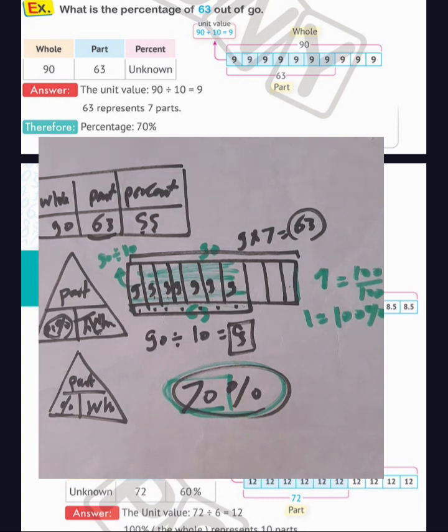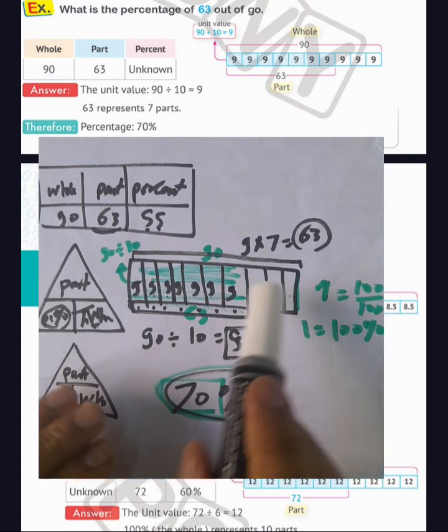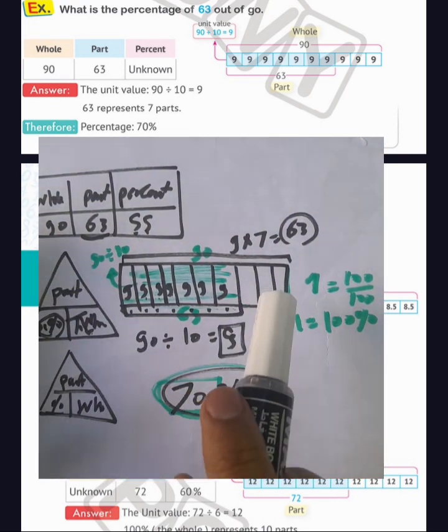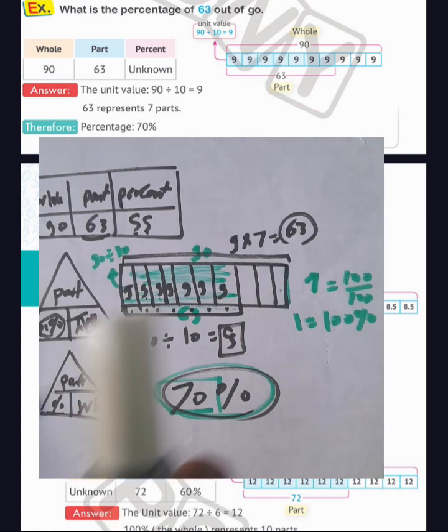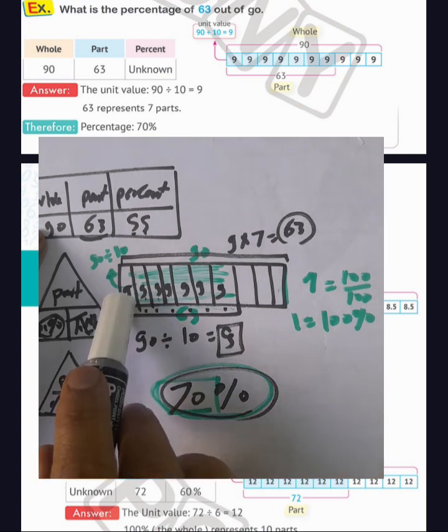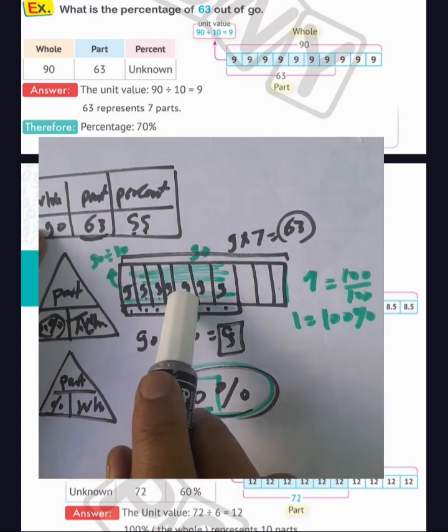I'll solve it again. Again, we have the first step about an example to find percent. How? First, we will draw a model. Draw the model and divide it into 10 parts. 1, 2, 3, 4, divide it into 10 parts. And then we have here 90. 90 divided by 10 equals 9. And in each one, we can write 9 here. 9, 9, 9, 9, 9.